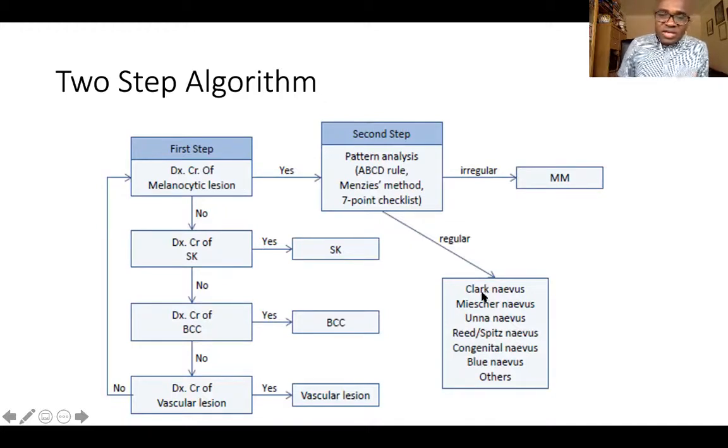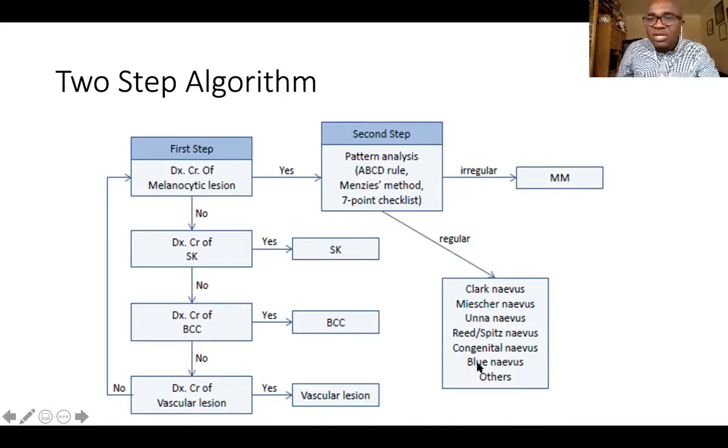But if you see a Clark nevus, a benign melanocytic nevus, a Meischer nevus, which is a smooth, bulbous dermal nevus on the face, or the Unna nevus, which is the pedunculated, jelly-like or strawberry-looking nevus on the body, that's an Unna nevus type. These are all benign nevi, as are congenital nevi or a blue nevus. These are the things that will help you.